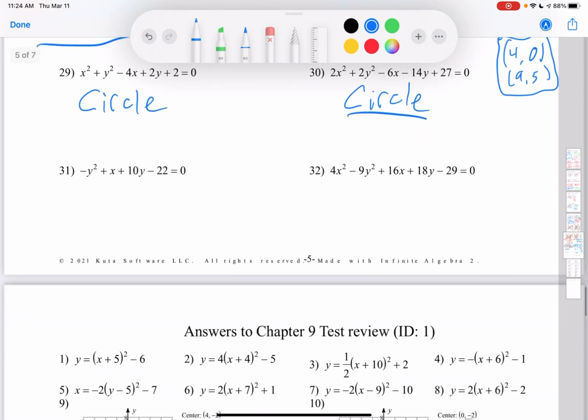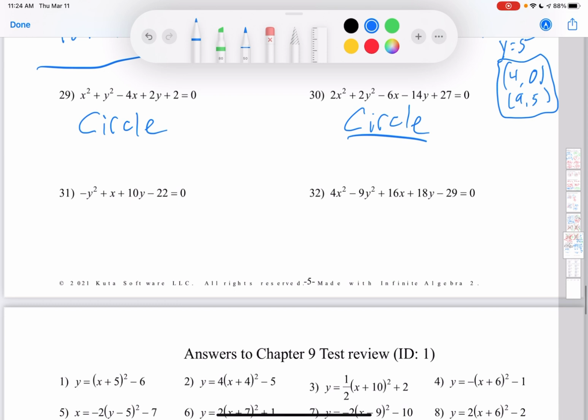If you would have put an ellipse, I don't think I would have been too mad. 31. And again, you've got a y squared and an x, so it's just a hyperbola. Or, I'm sorry, it's a parabola. And the last one, you've got 4x squared, you've got minus 9y squared, so it's minus this time, so since it's minus, it's a hyperbola.